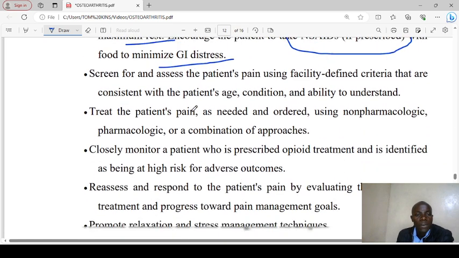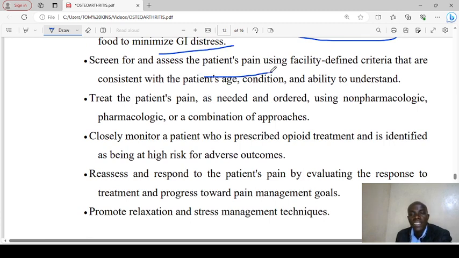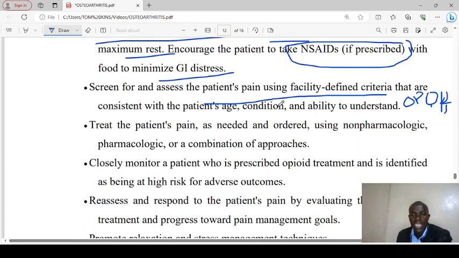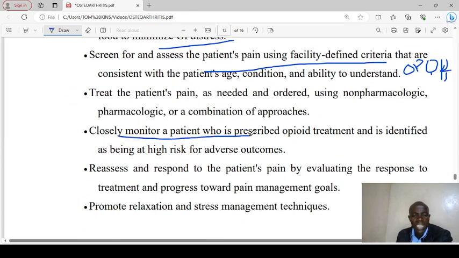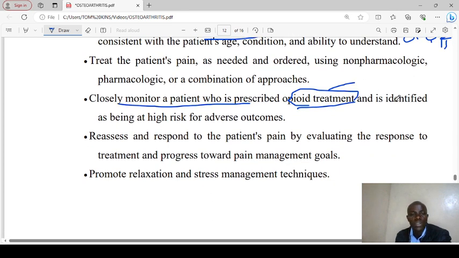You also need to screen for and assess the patient's pain using the facility-defined criteria. Okay, remember to look at the origin of the pain, the palliative or provocating factors, the quality of the pain, the region where it's radiating, severity, and the time. You closely monitor a patient who is prescribed opioid medication. Remember this one, they need to be given more fluids and a high fiber diet because patients on opioid treatment are likely to suffer from constipation.